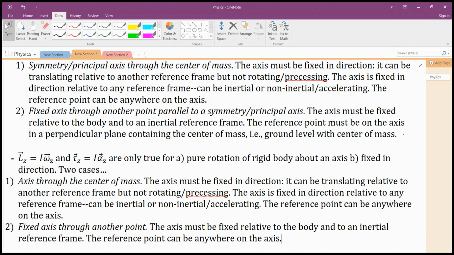It likewise can be translating relative to another reference frame. It could be accelerating relative to another reference frame, and therefore could be inertial or non-inertial, but the axis must still be fixed in direction relative to any reference frame. If, however, the axis is through another point, then the axis must be fixed. It must be fixed relative to the body and to the inertial reference frame in which you are calculating these components of angular momentum and torque. The reference point can still be anywhere on the axis.